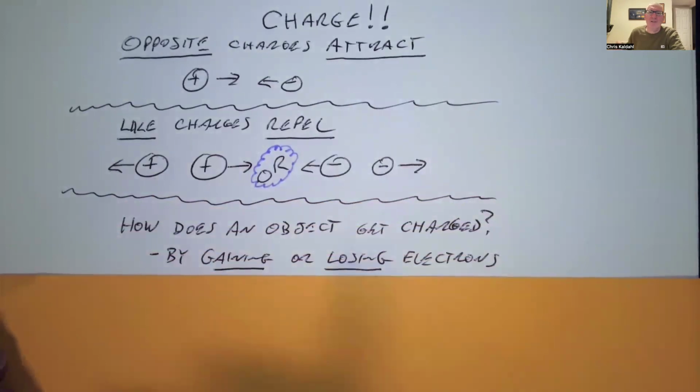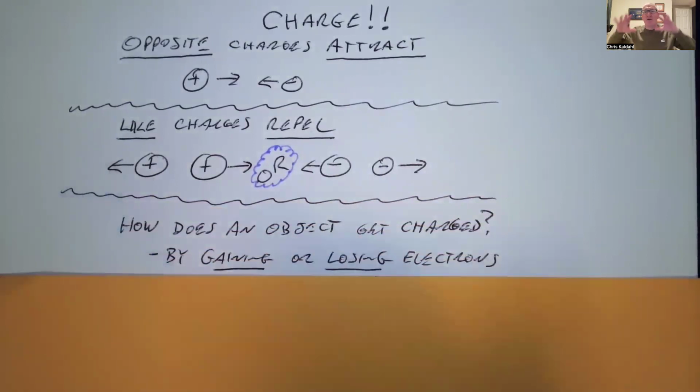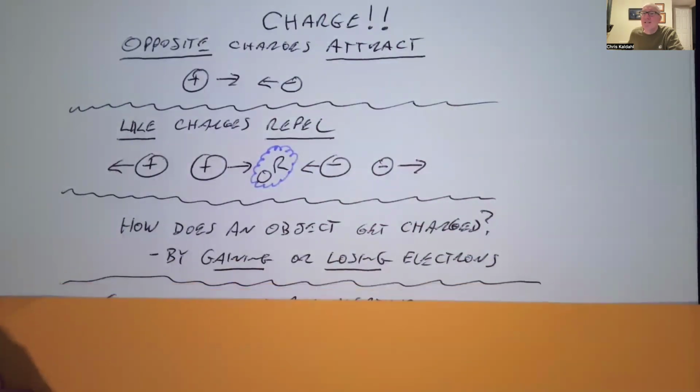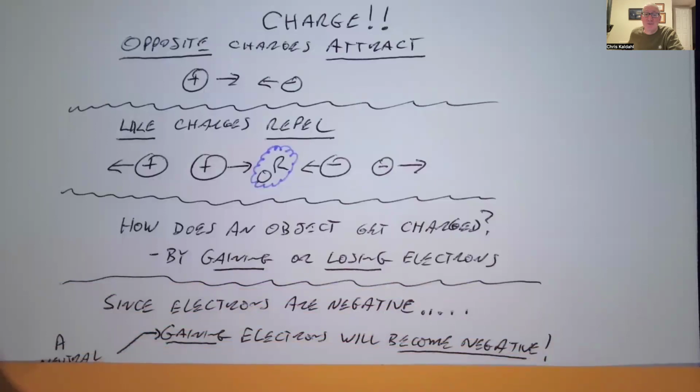All right, so how does an object get charged? Remember, it gets charged by gaining or losing electrons. Electrons, they're on the outside of the atom. And so when atoms interact with each other, it's kind of like the handshake. Those electrons are the things that interact. So electrons are the things that are gained or lost. And I think I went over this in another video, but maybe you didn't see that. Maybe you don't have access to that.